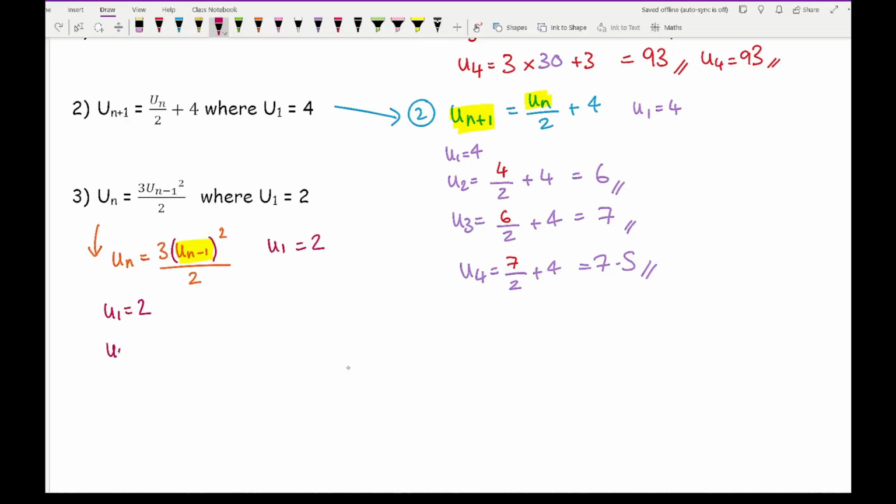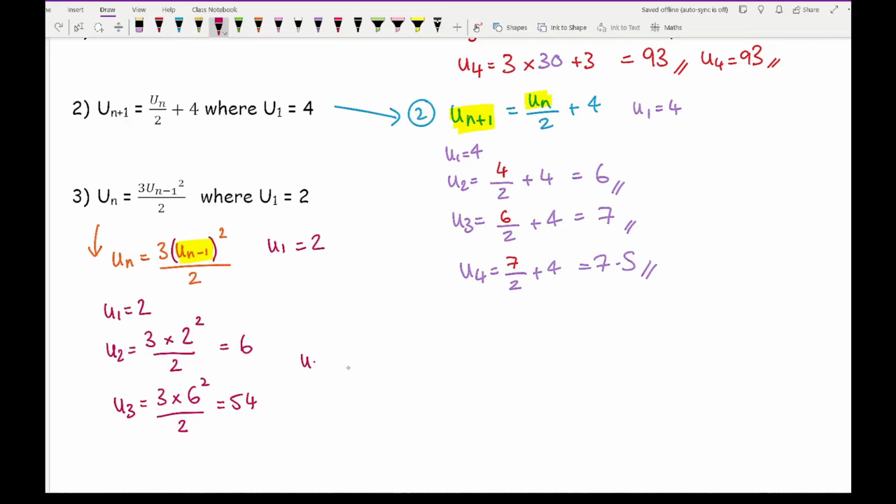So to work out u2, it's going to be 3 times the previous term, which is 2 squared, divided by 2. So that's going to be 4. So 3 times 4 is 12, divided by 2 is 6. Then u3 is going to be 3 times the previous term, which is 6 squared, divided by 2. So 3 times 6 squared, so that's going to be 3 times 36, which is 108, divided by 2 is 54.